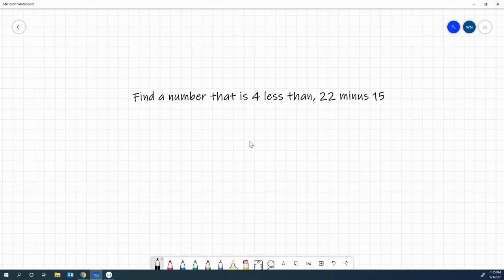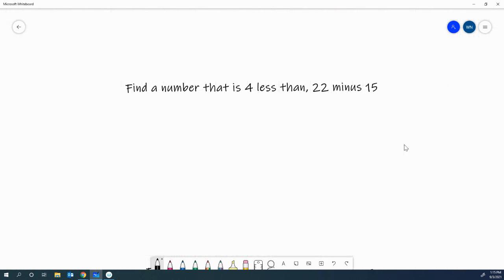Let's try this next one. Find a number that is 4 less than 22 minus 15. I want you to try this one on your own. I know it's a challenge, but I know you can do it. 4 less than means there's going to be subtraction. 22 minus 15 is also subtraction. Let's start with that 22 minus 15. Because we've got that than and our comma, we know there's going to be parentheses.